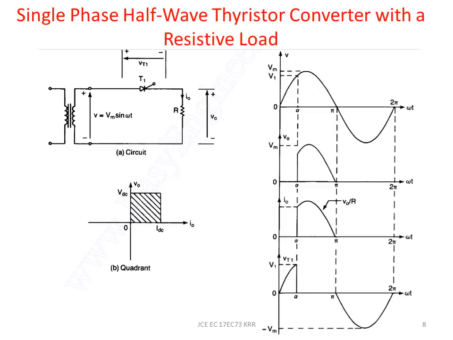Now let us look at this half wave thyristor converter with the resistive load. In the circuit, this is the transformer primary. On the secondary side we connect a single SCR in series with a load. This works like your normal half wave rectifier, because the SCR conducts only in one direction, and hence it is forward biased only during the positive half cycle. It also conducts current in one direction, hence the load current is always going to be positive, or in one direction. This particular explanation is given in the quadrantal operation.